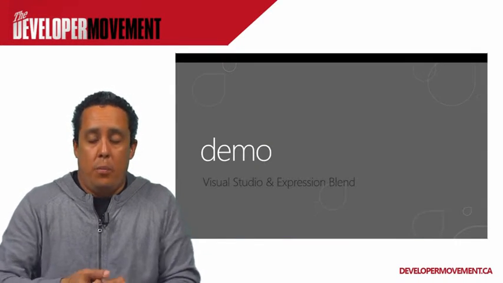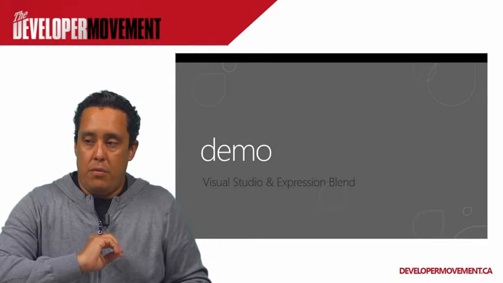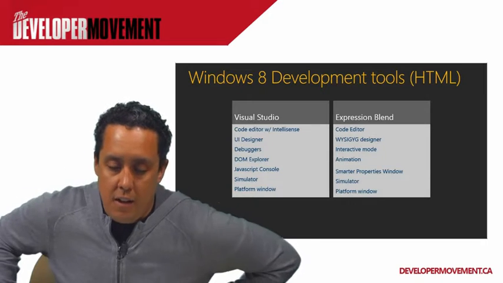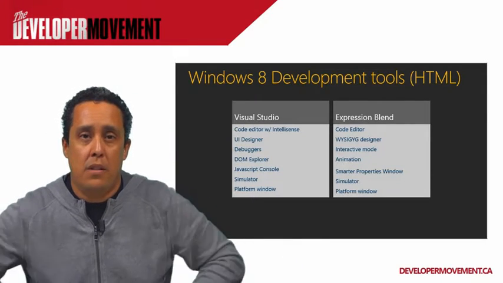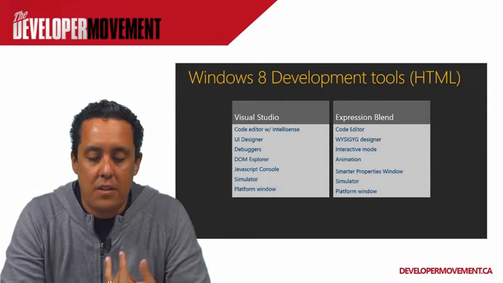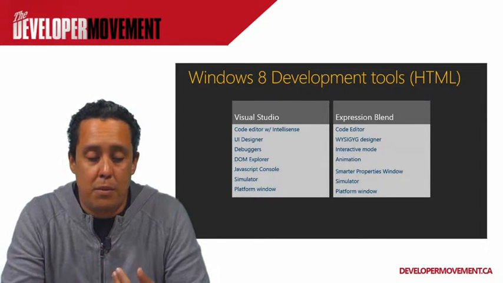So now we'll go back and go through the rest of it. So Windows 8 Development Tools, HTML. What you get, again, is Visual Studio and Expression Blend. With Visual Studio, you get the code editor with IntelliSense. You do get UI designers, but Blend is a little bit better.